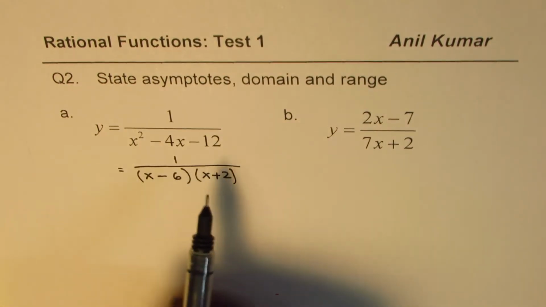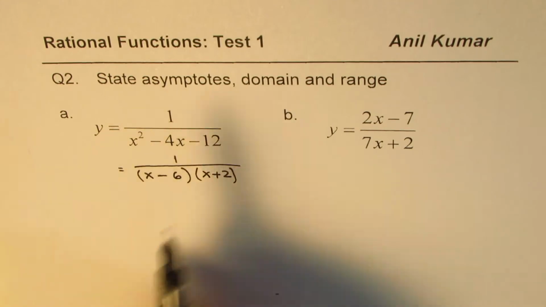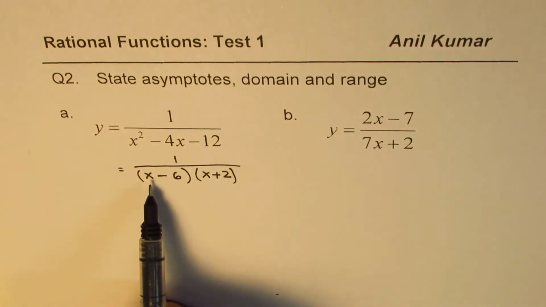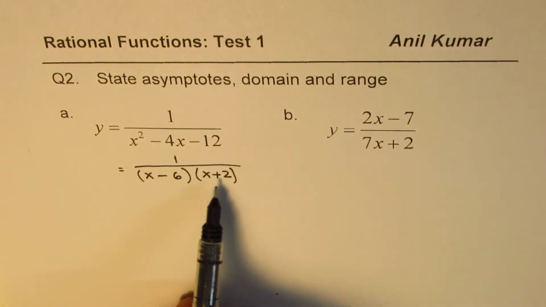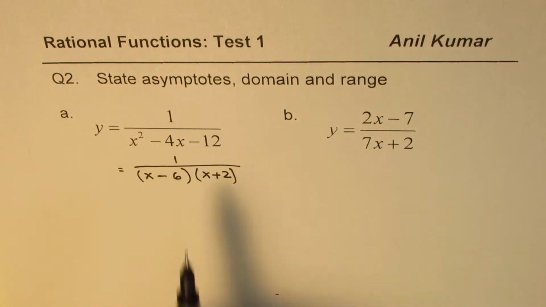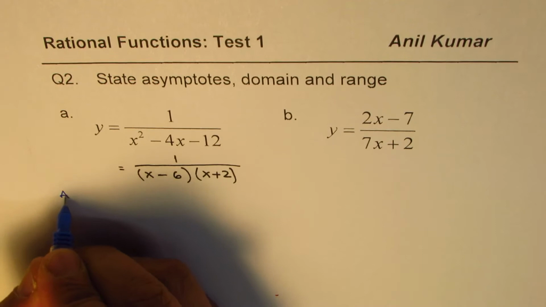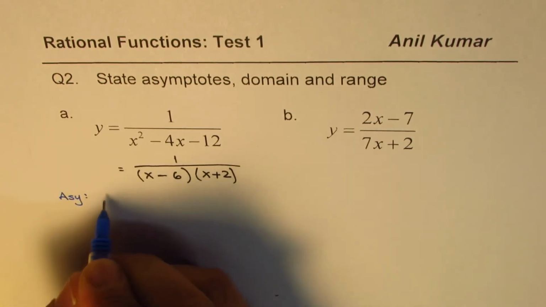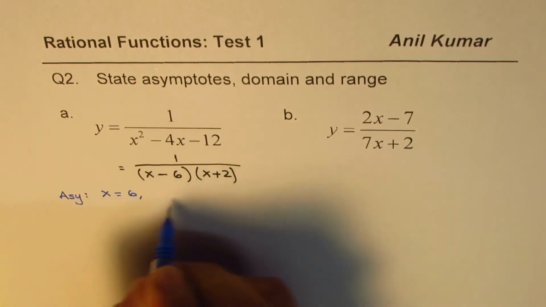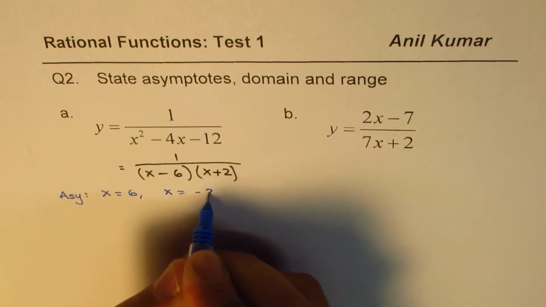Now we can easily write what the asymptotes are. Asymptotes are at x equals 6 and x equals minus 2, right? So we get from here asymptotes which are at x equals 6 and at x equals minus 2.